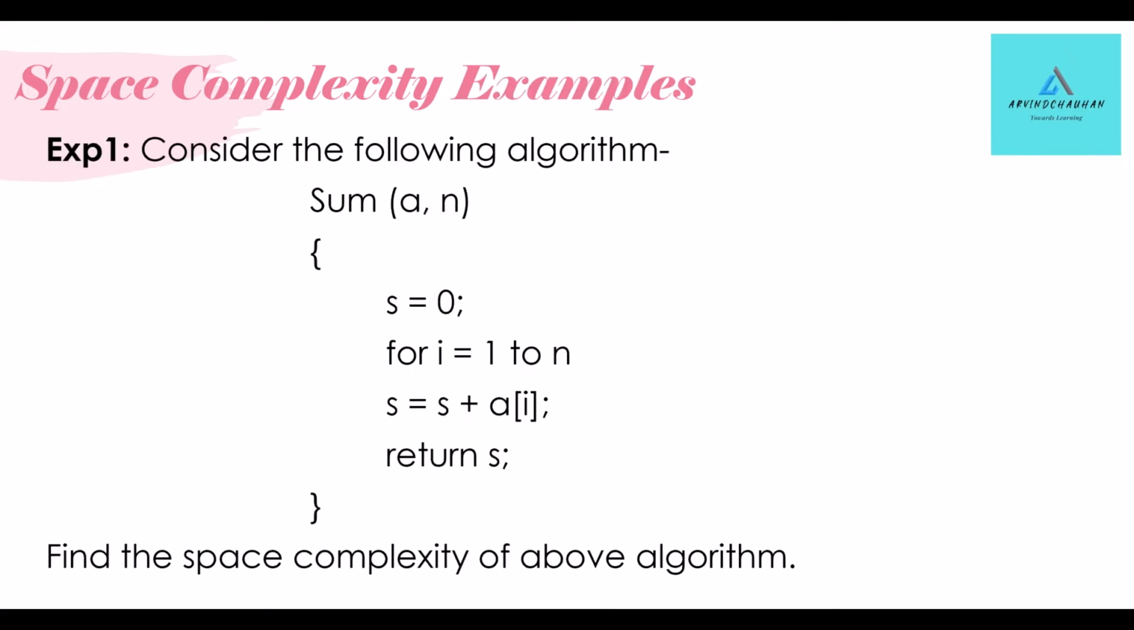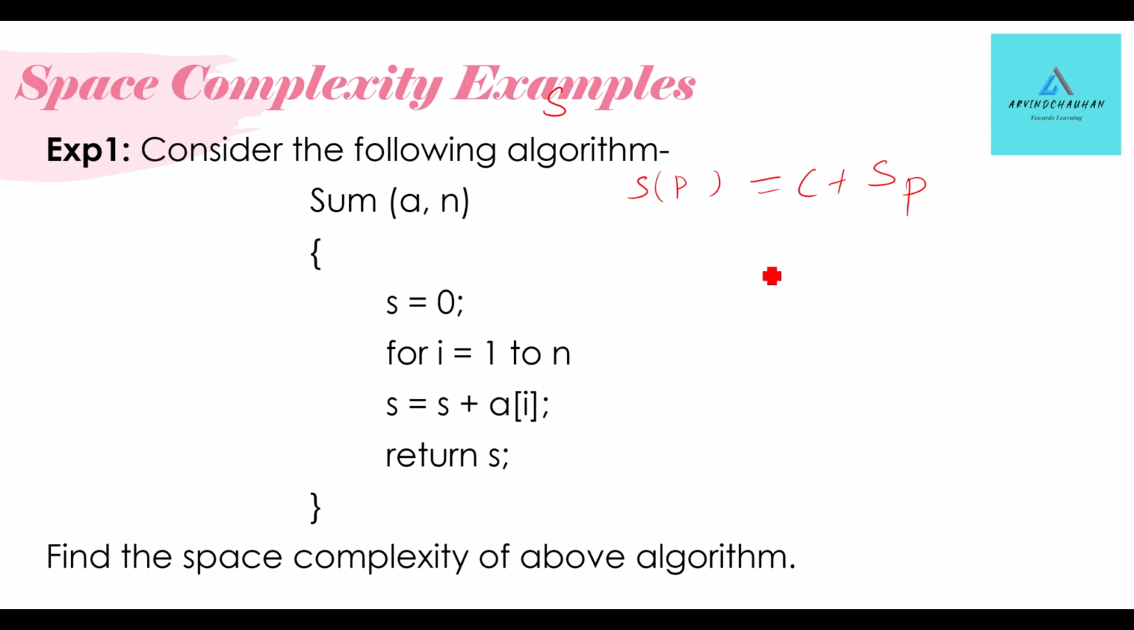So this is the simple example. We have to calculate the space complexity for this pseudocode. This is the pseudocode where we have an array and we have to add all elements inside that particular array. Okay. So here the space complexity is SP is equal to C plus SP, right? C is the memory requirement for fixed variables and SP is the memory requirement for variable size components.